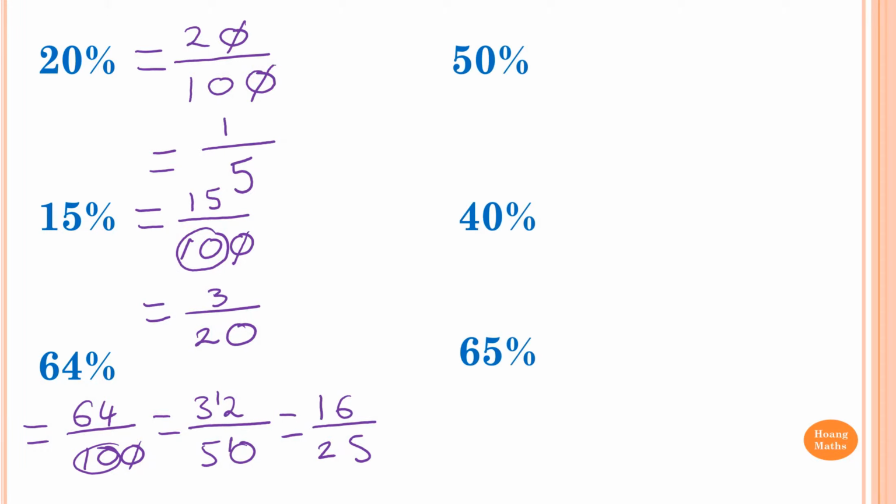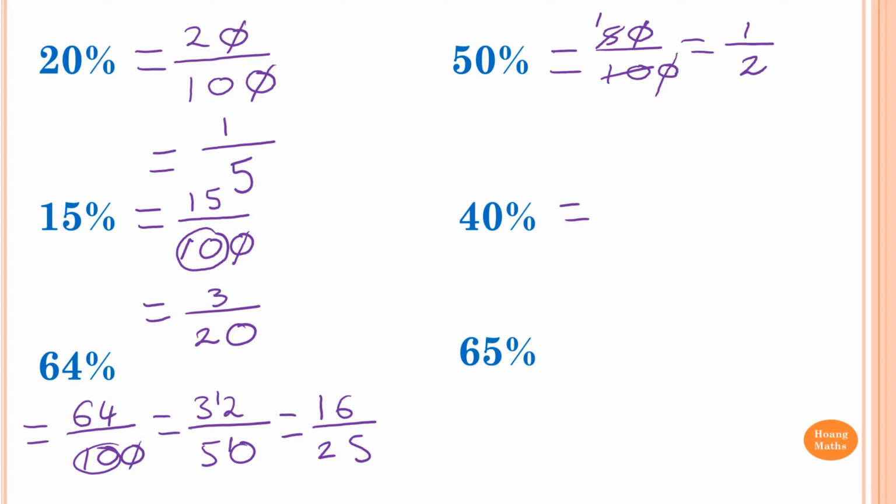Please stop the video and try this one yourself. 50%. If you recognize it, 50% is a half. Otherwise, you just write 50 over 100, and you simplify by crossing out these two 0s. 5 tenths. 5 tenths, you can divide by 5. That gives me 1, so 1 here. 10 divided by 5 is 2. See? A half.